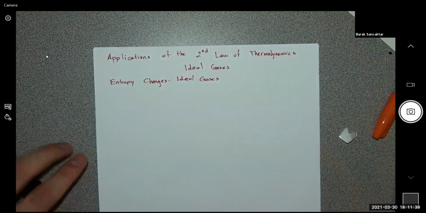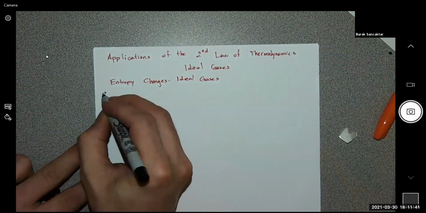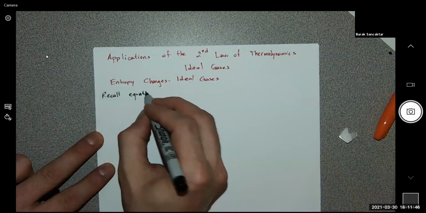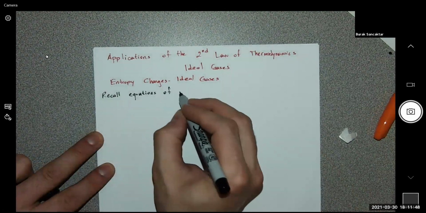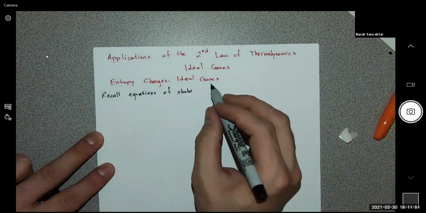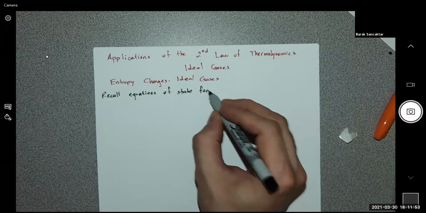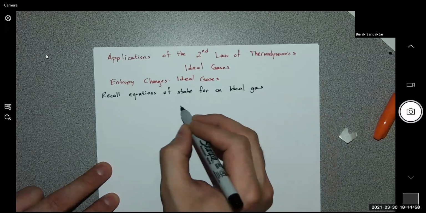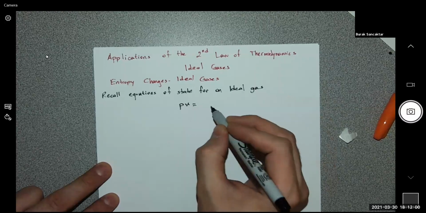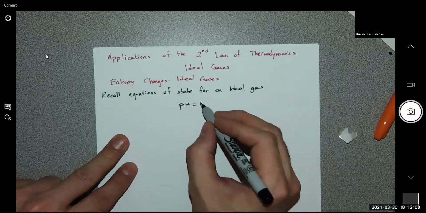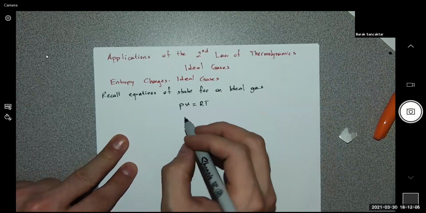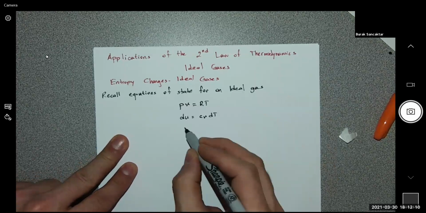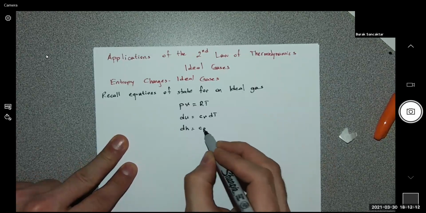If we recall some equations of state for an ideal gas, we know that the state equation for an ideal gas is that PV equals RT. And we also showed that du equals Cv dT and dH equals Cp dT.